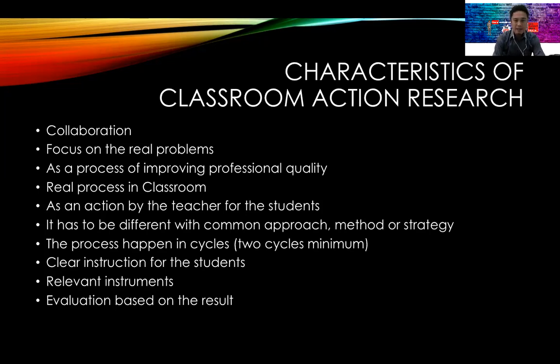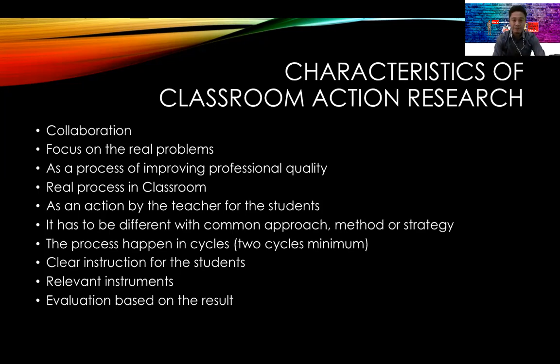And then the next characteristic of classroom action research here is that it has to be different from the common approach, method, or strategy. Next one, the process happens in cycles, 2 cycles minimum. In our previous meeting, when we had our first meeting, I already mentioned the procedure or the steps that we have while implementing a cycle, starting with planning and then action, then observation, and then reflection. Those are the 4 standard steps in conducting one cycle in classroom action research. That's why here the process happens in cycles. Classroom action research needs cycles to implement the treatment and also the action.